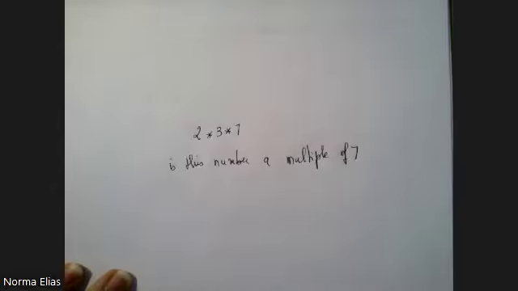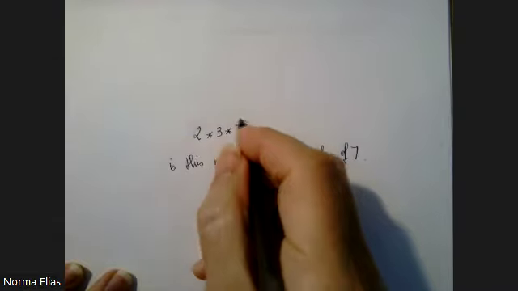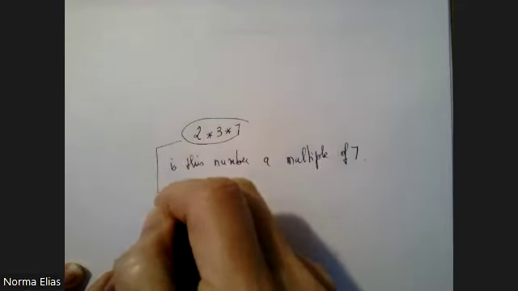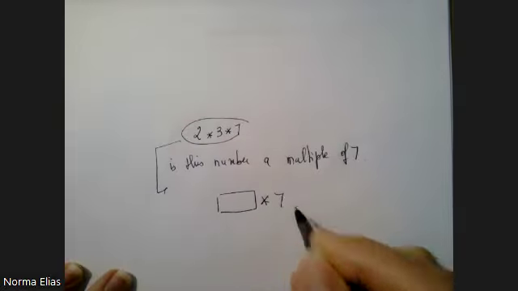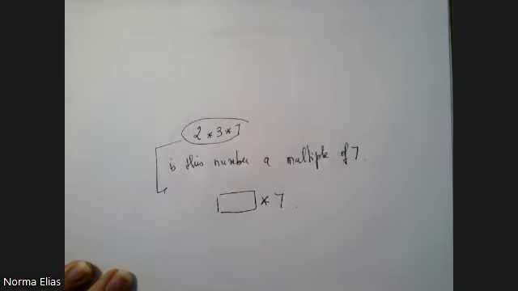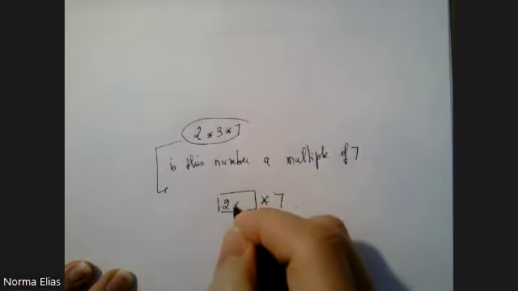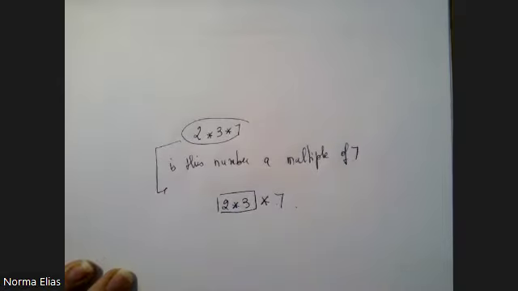Yes, no, quickly. Use chat to answer me. Is it a multiple of 7? It means, this is the number here, can I write it as something times 7? That's what it means. What do you think? Yes, absolutely, because I can write it as 2 times 3 times 7.